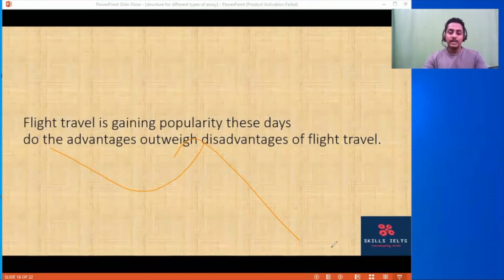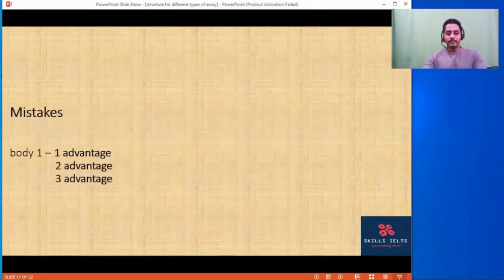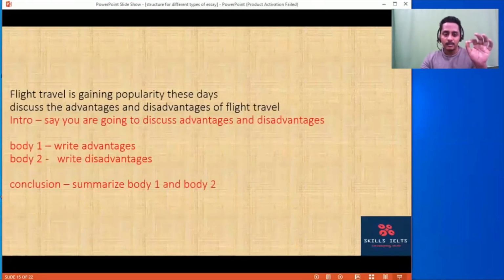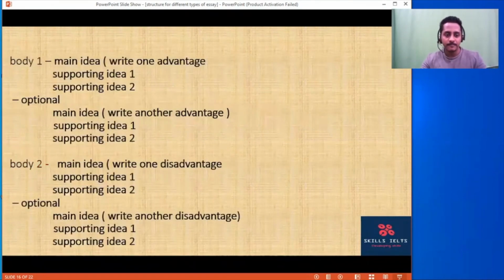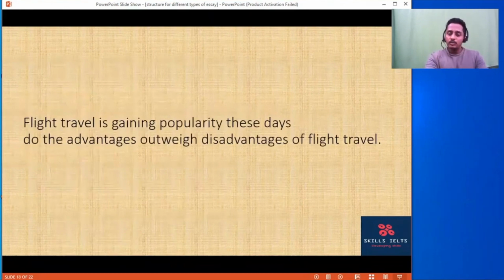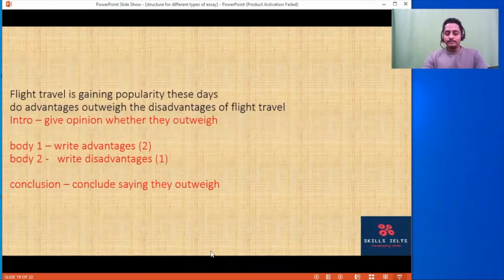So in this case, how do you write? In this case, discuss the advantage, disadvantage. Intro: I am going to talk about advantage, disadvantage today. Body 1, advantage, body 2, disadvantage. Do you agree that advantages outweigh the disadvantages? Same as agree, disagree, but with respect to there being more advantages than disadvantages. In the intro, give opinion, whether they outweigh.